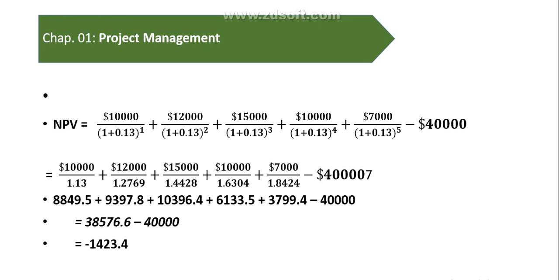is the initial cash investment, the initial cash outlay. Initially I have invested $40,000. Then we will see the recovery periods. We will calculate with the required rate of 13%.